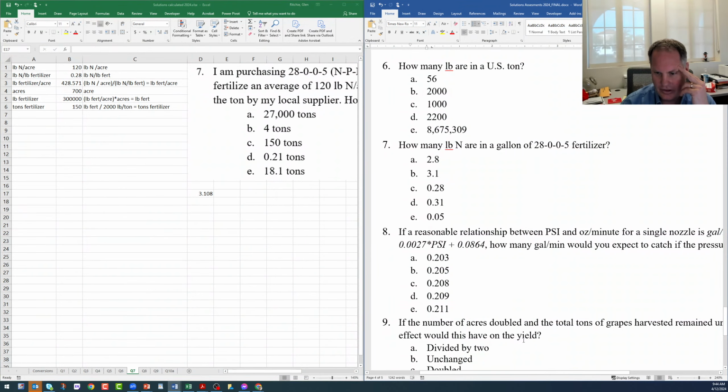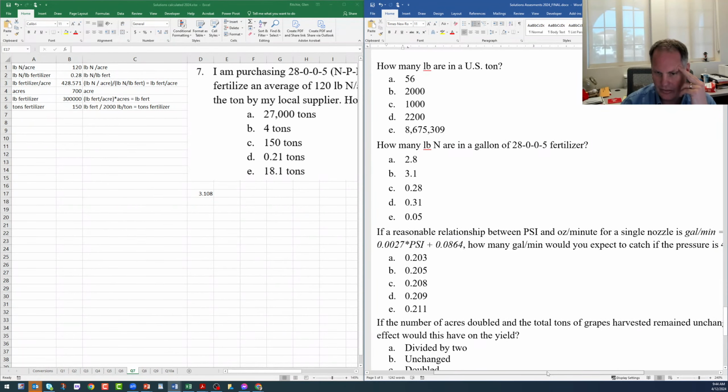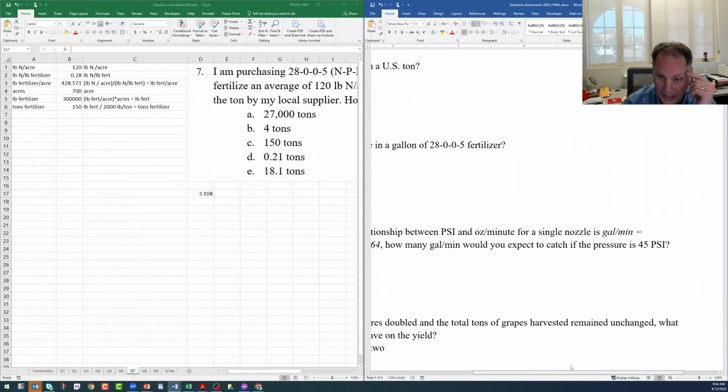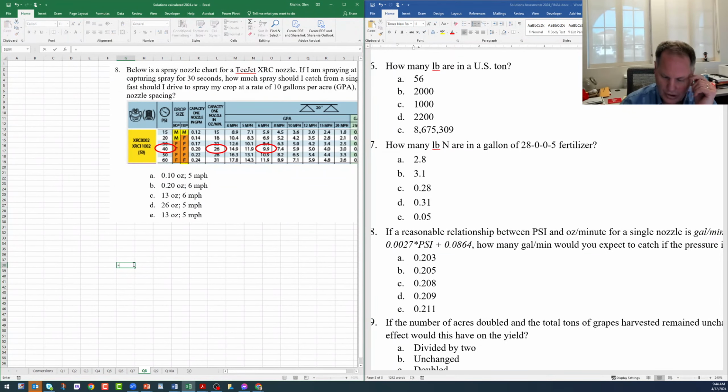Okay, if a reasonable relationship between PSI and ounces per minute is gallons per minute equals 0.0027 times PSI plus 0.0864, how many gallons per minute would you expect if the PSI is 45? So all we have to do is plug in 45 into the PSI here. Equals 0.0027 times 45 plus 0.0864. You didn't know you were doing algebra today, did you? So I got about 0.208, which would be C. Final answer.